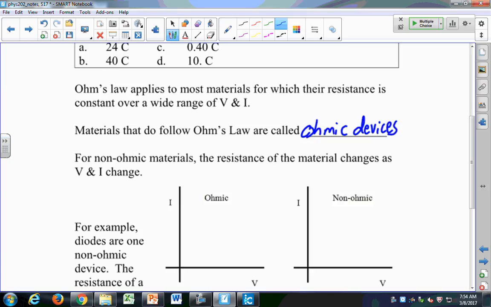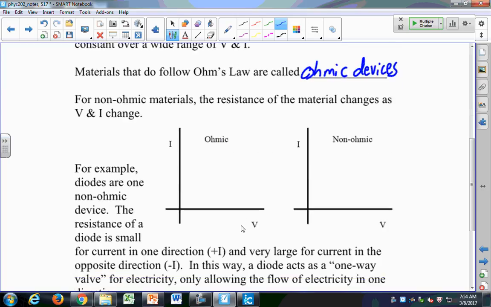But as for non-ohmic devices, the resistance of the material changes as V and I change. For an ohmic device, as you change the voltage, the current changes likewise. As I increase my voltage, my current changes. For example, y'all did this in lab. I is equal to 1 over R times V. That's just Ohm's law rewritten. So the slope of this graph of I versus V is equal to 1 over R.